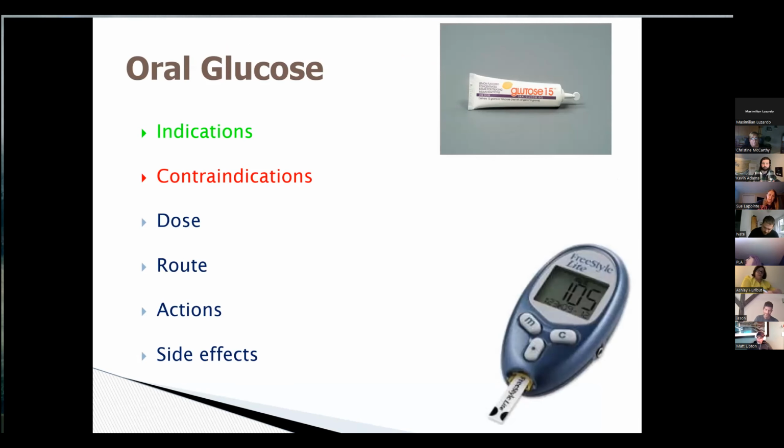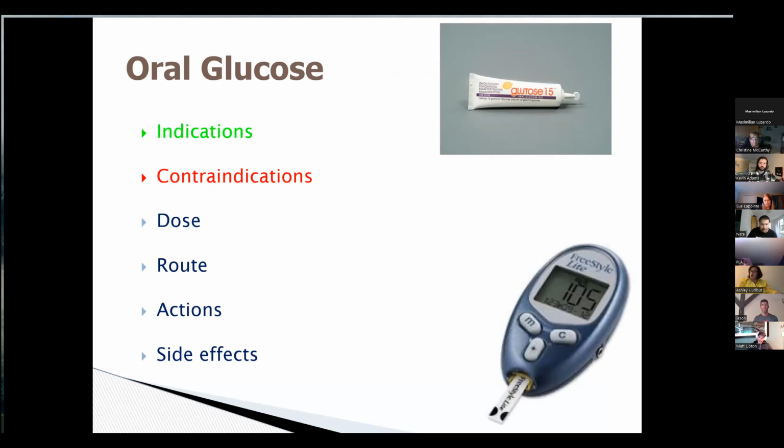So this next one, oral glucose, is really great. This medication is one of those times where if you see somebody who needs it, and you are able to give it to them, you will see a major change in their demeanor within the next 15 minutes.